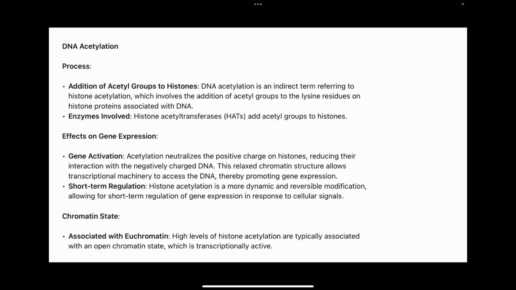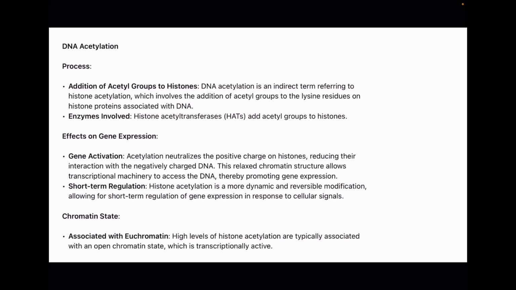Now, what is DNA acetylation? Acetylation is the addition of acetyl groups to histones. DNA acetylation is an indirect term referring to histone acetylation, which involves the addition of acetyl groups to the lysine residues on histone proteins associated with DNA. The enzymes involved are histone acetyltransferases. They add acetyl groups to histones.